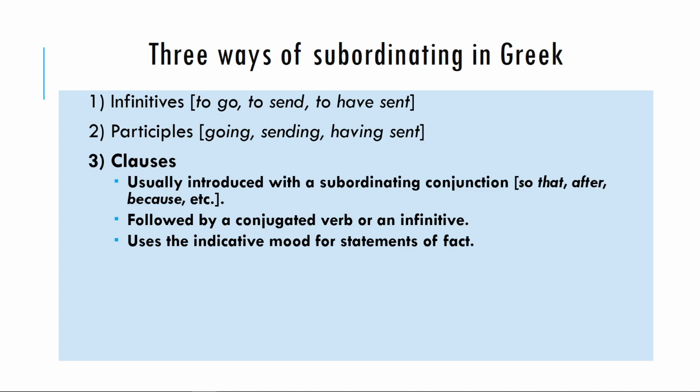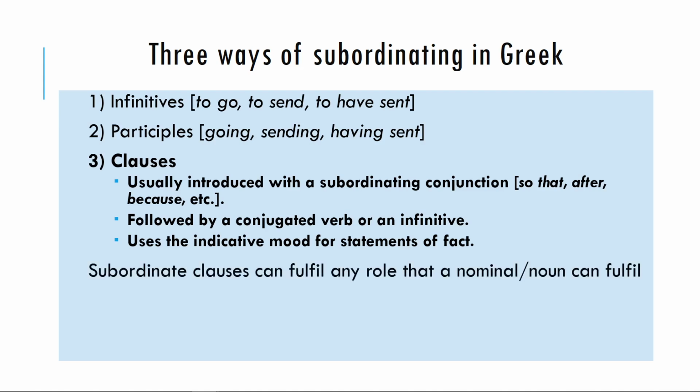These words are normally followed by a conjugated verb. Some of them require an infinitive instead. And the mood that is used after these subordinating conjunctions varies a lot depending on whether you're talking about something that actually happened or whether you're talking about something that's potential. Usually the indicative mood that you know already is used for statements of fact.